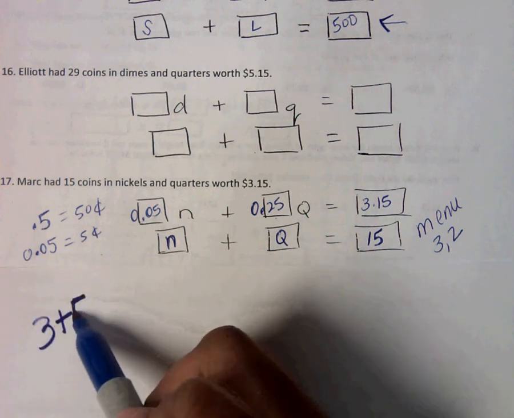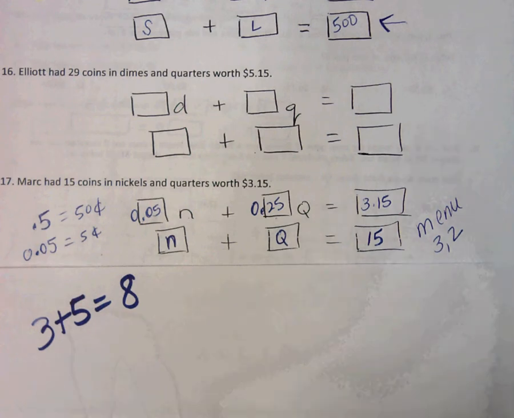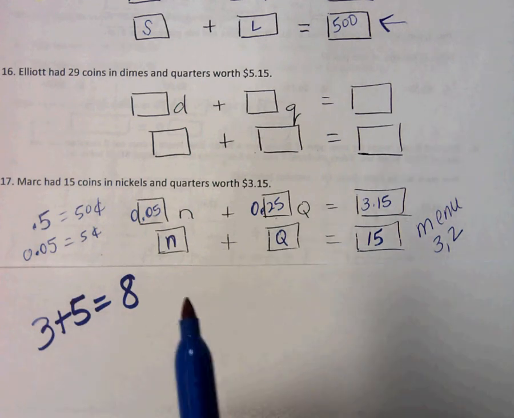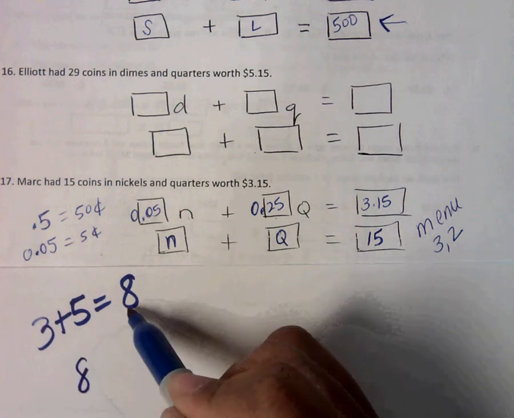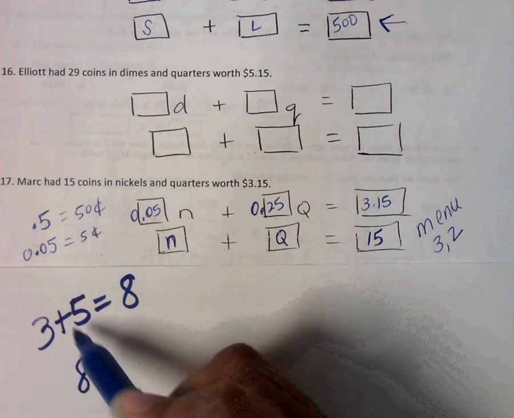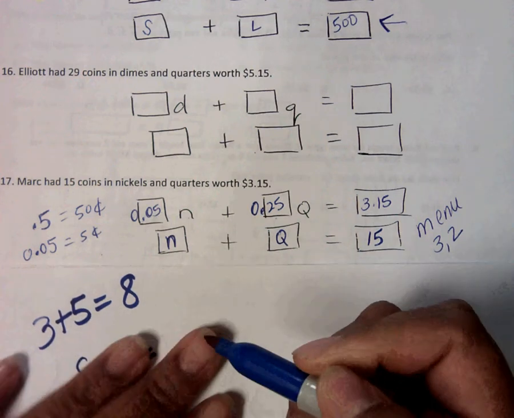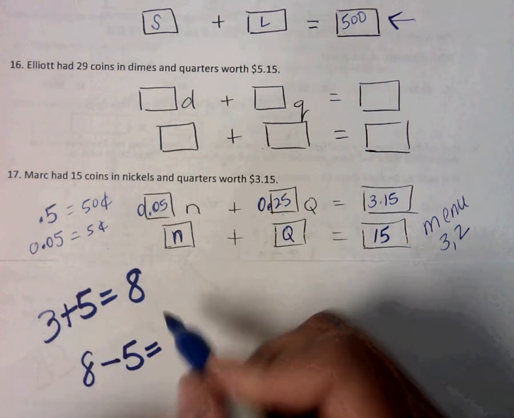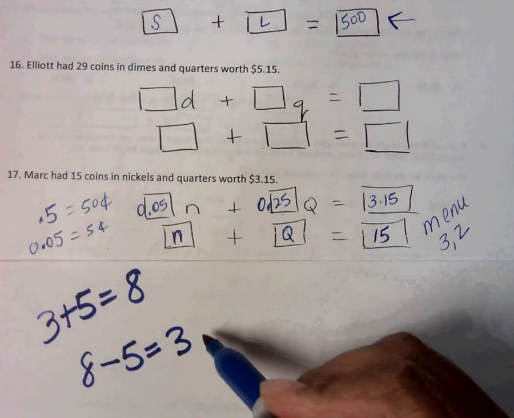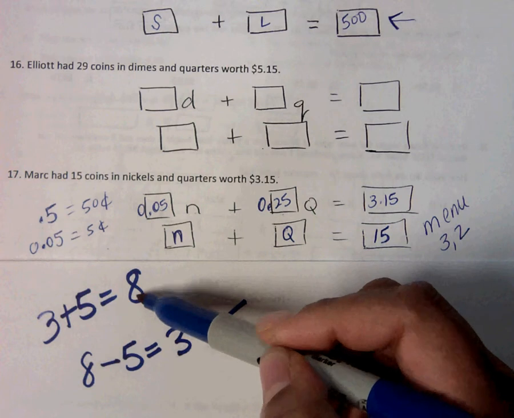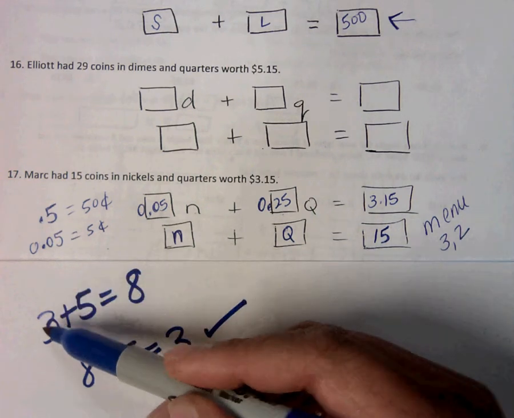If I add 3 and 5 together, I get 8. Now, how can I use those same numbers with a subtraction sign? Let's do 8, the total, minus one of the numbers that was added, 5. Without even thinking, I'm going to go ahead and write the other number. And look, it's true. So 8 minus one of the numbers added, 5, will give me the other number, 3.